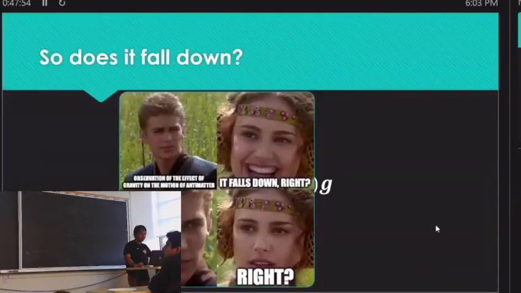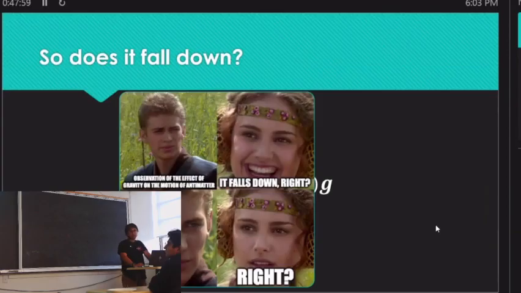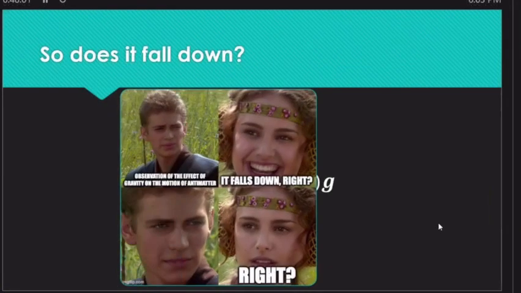Does it fall down? So the paper, Observation of the Effect of Gravity on the Motion of Antimatter in 2023, it made quite big news. You can see behind here, there's a little G symbol. So the answer is gonna be some portion of G. And I don't know, I'll open the floor to guesses if anyone wants to tell me what this number is gonna be.